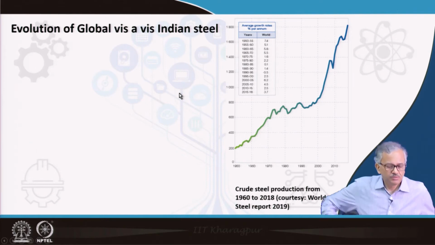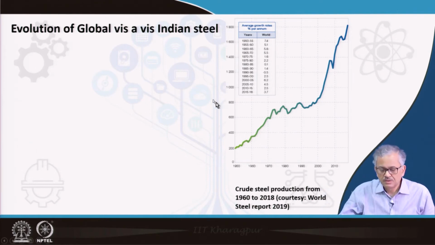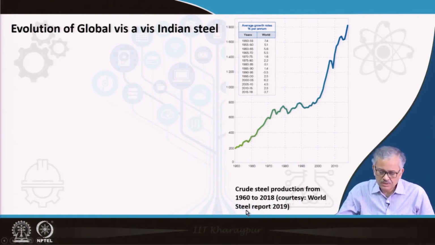So, first start with the evolution of the global vis-a-vis Indian steel and steel making sector. This is the data taken from the World Steel Report 2019, and you can see the crude steel production from 1960 to 2018. Around 1960 the world steel production was around 200 million ton per annum, and then it gradually increased to around 700 million ton by around 1975 or 1980.